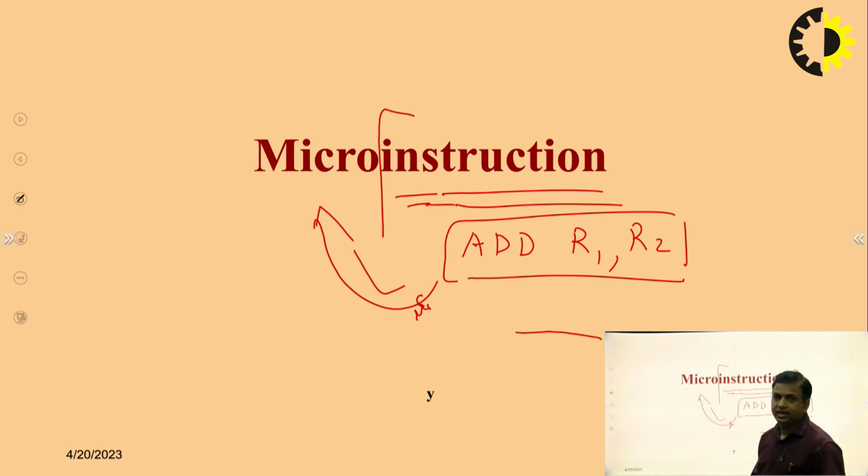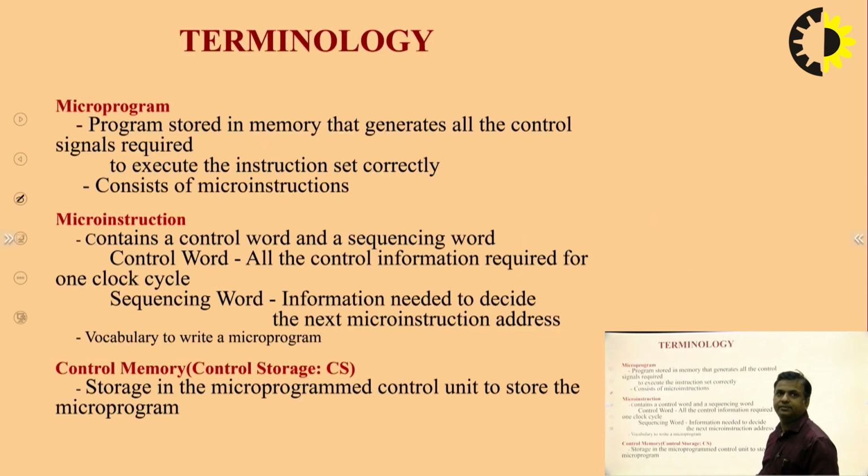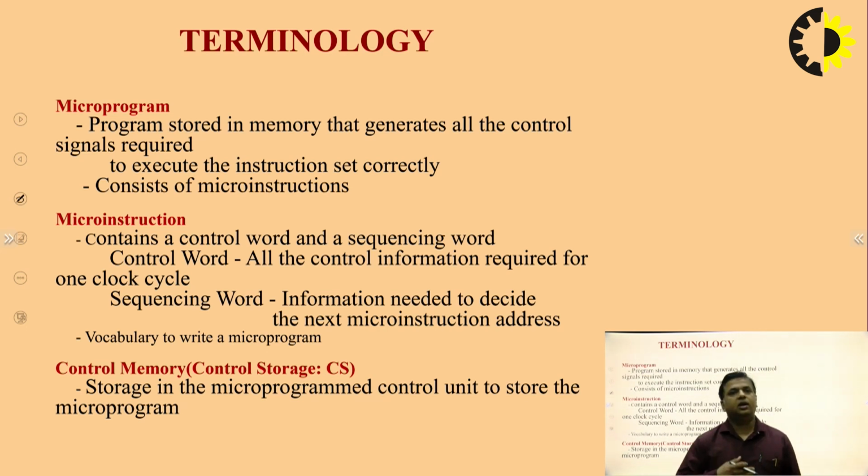That means an instruction is made up of a number of micro instructions, right? Whatever instruction we perform, each instruction has a background of a sequence of micro instructions. Let's see. Before going into the detail of the execution of a micro instruction, we should have certain basic terminology or vocabulary for this.